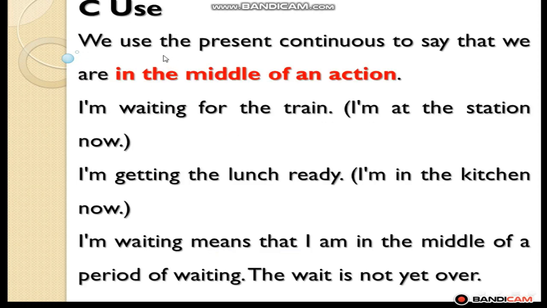So the use. We use the present continuous to say that we are in the middle of an action. I'm waiting for the train. I am at the station now. I'm getting the lunch ready. I'm in the kitchen now. So I'm waiting means that I am in the middle of a period of waiting. The wait is not yet over.